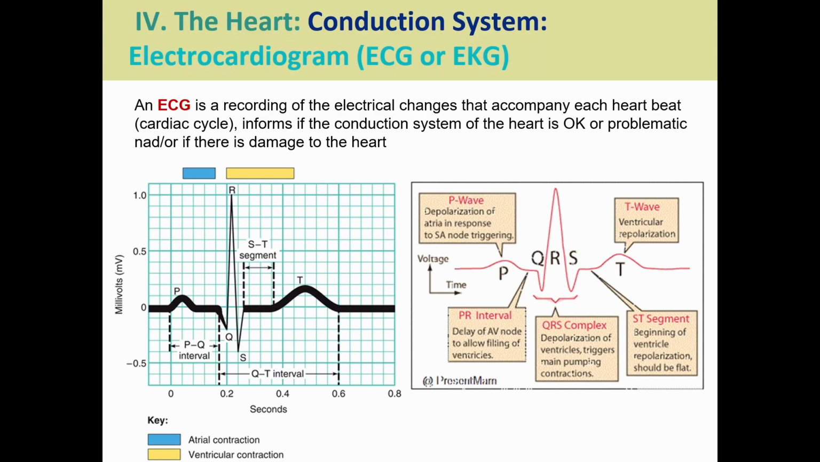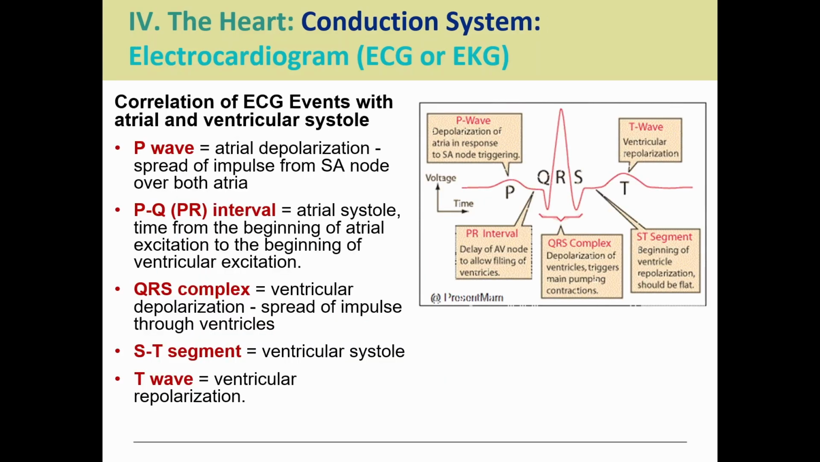So the P wave is generally atrial contraction. The QRS complex is ventricular contraction. And then the T wave is relaxation to reset for the cycle. So again, this is just what I already mentioned.